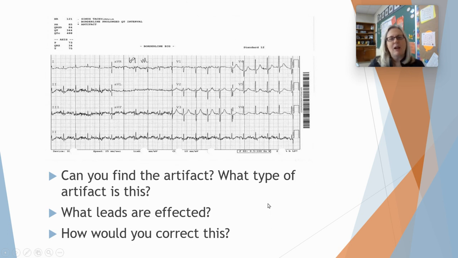Can you find the artifact? You have this in your packet as well. So you can circle it in your packet if that makes it easier to notify what it is. I can see artifact here in 2-3 and AVF for sure. Maybe a little bit in AVR. This is muscular artifact. Okay, this is someone moving, coughing.